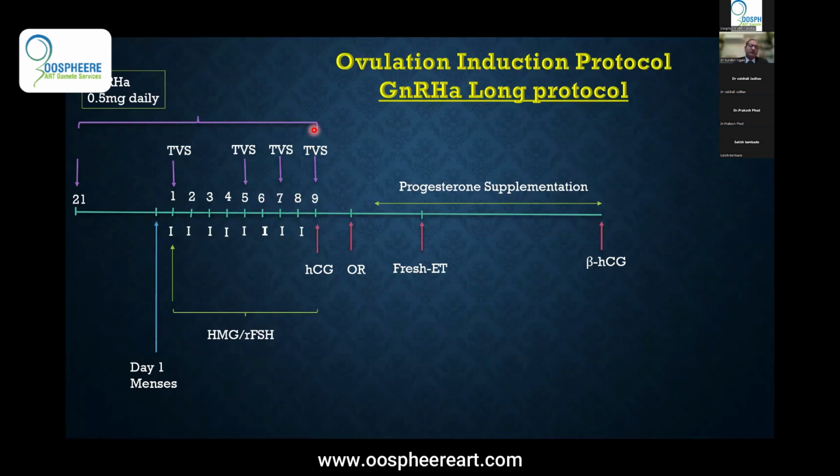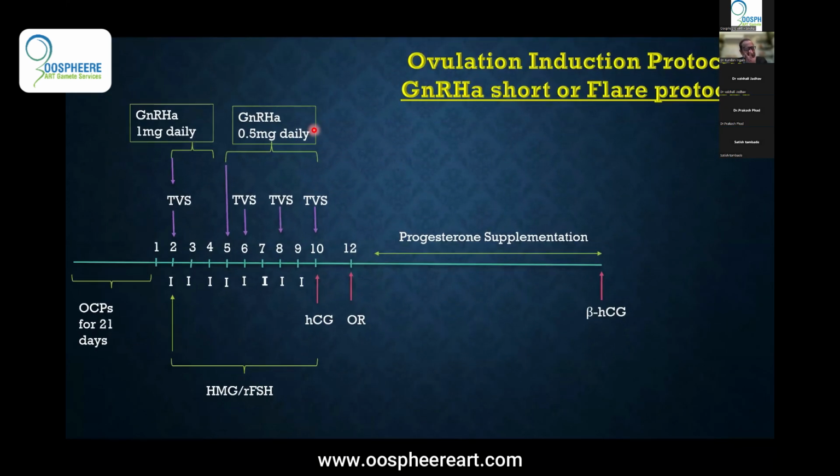Here you cannot use an agonist trigger because the initial first 1 or 2 doses in the luteal phase are going to empty the pituitary completely. There will not be any LH secretion in the pituitary. The pituitary will be empty. So if you happen to give a GnRH agonist as a trigger in this long protocol, you will land up with zero oocytes. So in this protocol, only and only and only hCG. Okay, remember that.